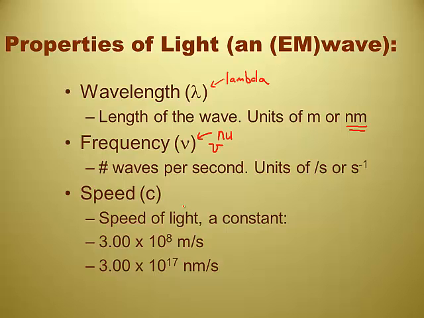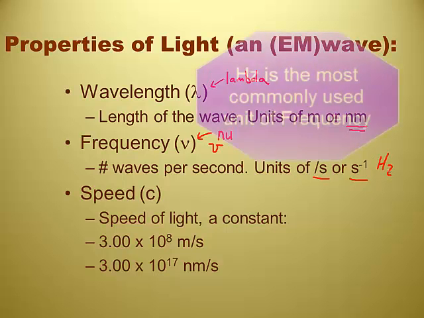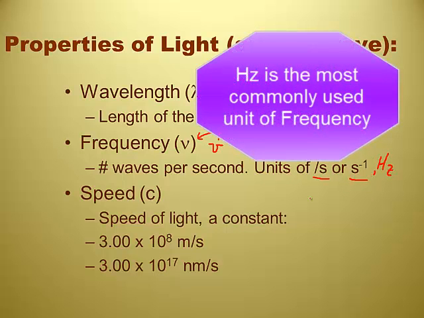Frequency is the number of waves per second. So it's how often a wave would hit something. How frequent. It's measured in units of per second, or seconds to the negative 1 power. If you remember your algebra class, both of those say the same thing. There are a lot of different units for frequency, and that's how I remember it.